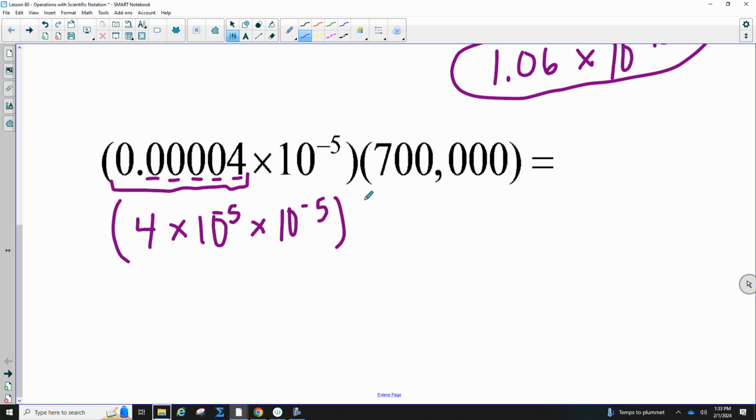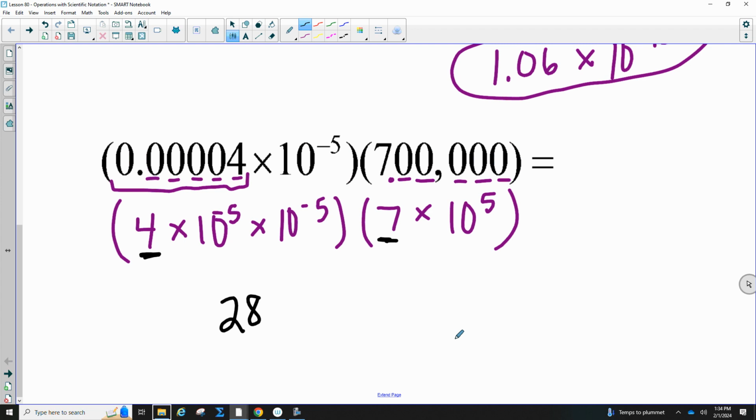Then I'm going to change 700,000 to scientific notation. So it would be 7 times 10 to the what? Fifth, okay? There are 5 zeros. So you don't count that actual space. You're going to put it right here and then the 5 zeros. All right, so now I'm going to multiply my numbers like normal. So 4 times 7 is 28.